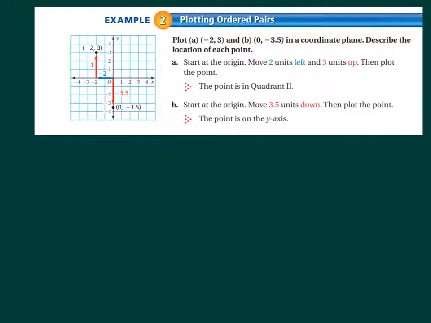In this one, it says plotting ordered pairs. Again, it's the same thing. It says to plot point A, we go -2, 3, and point B, we go 0, -3.5, and it says to describe the location of each point. Here's where we're talking about using quadrants and axis and origin and those types of things.